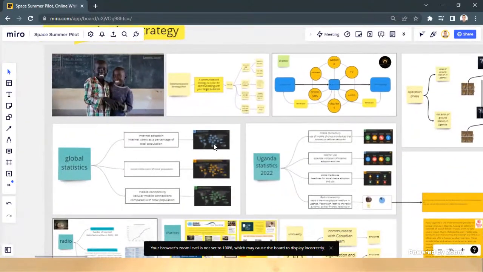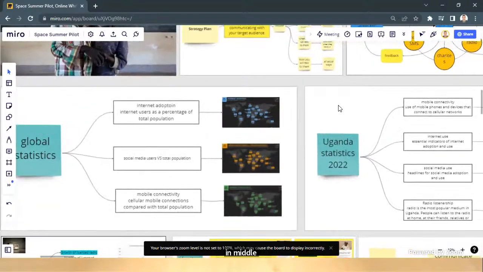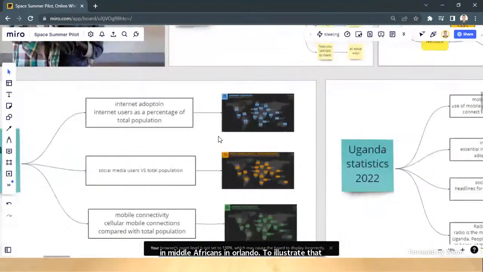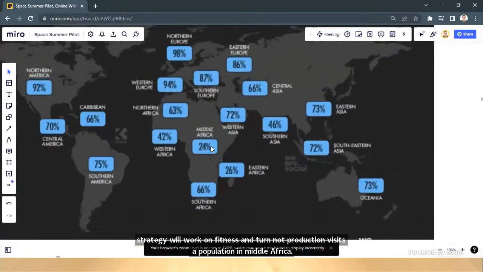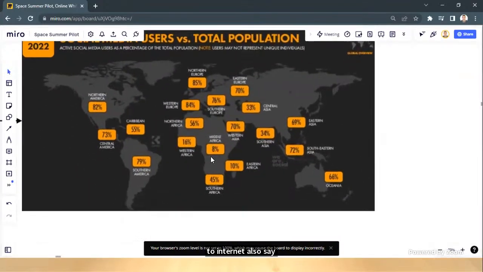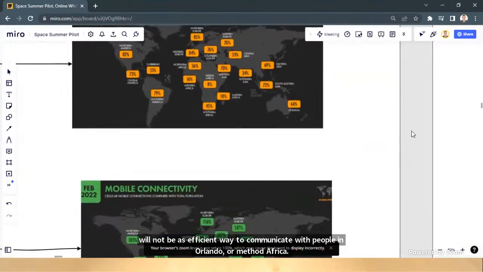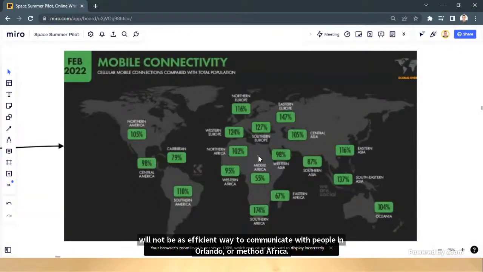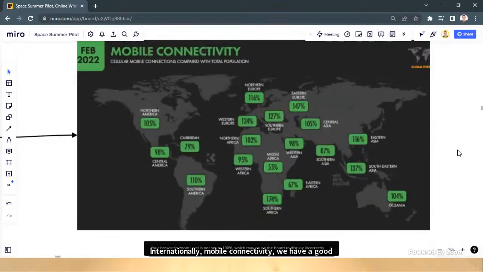First of all, I need to illustrate some statistics about infrastructure in Middle Africa, then in Uganda, to show whether this strategy will work or not. First, internet adoption within the population in Middle Africa: 24% in Middle Africa have access to the internet. Also, social media: only 8% have access to social media. So social media will not be an efficient way to communicate with people in Uganda or Middle Africa, but it will be a proper way to communicate internationally. For mobile connectivity, we have a good number: 55% of the population of Middle Africa has access to mobile.